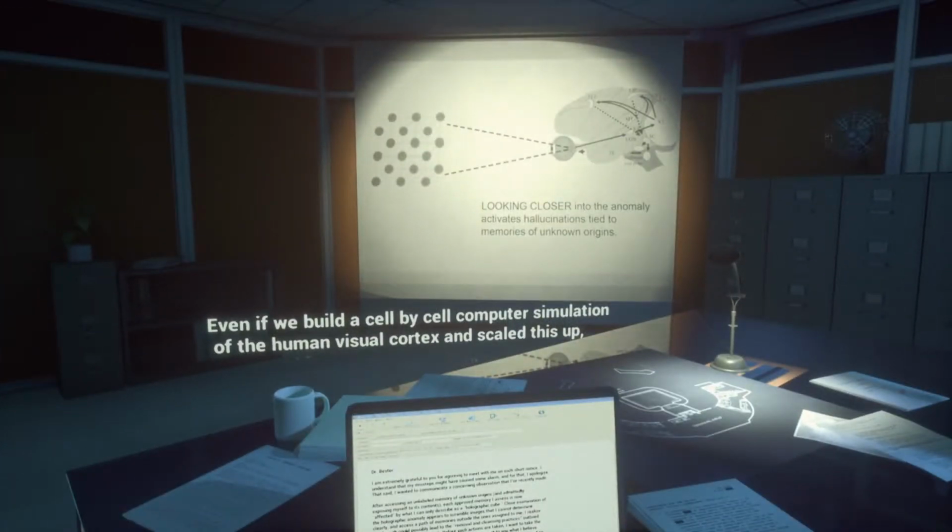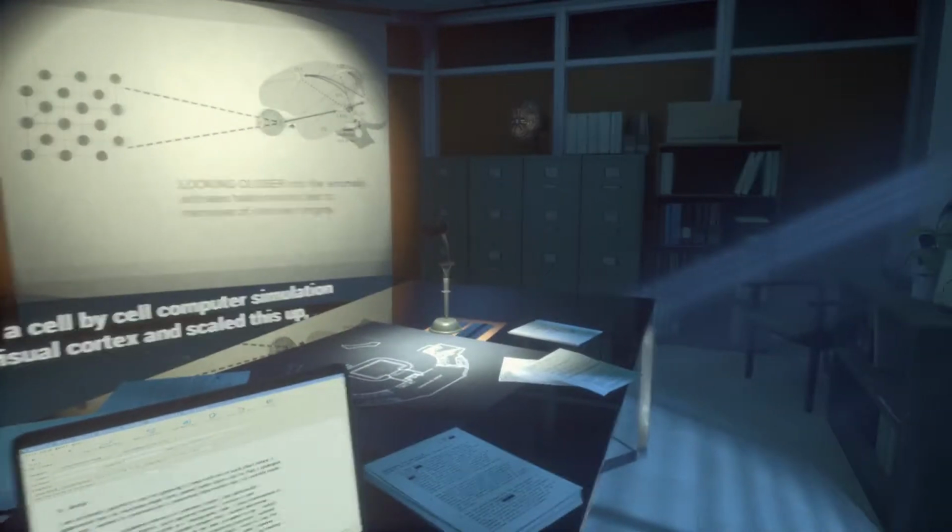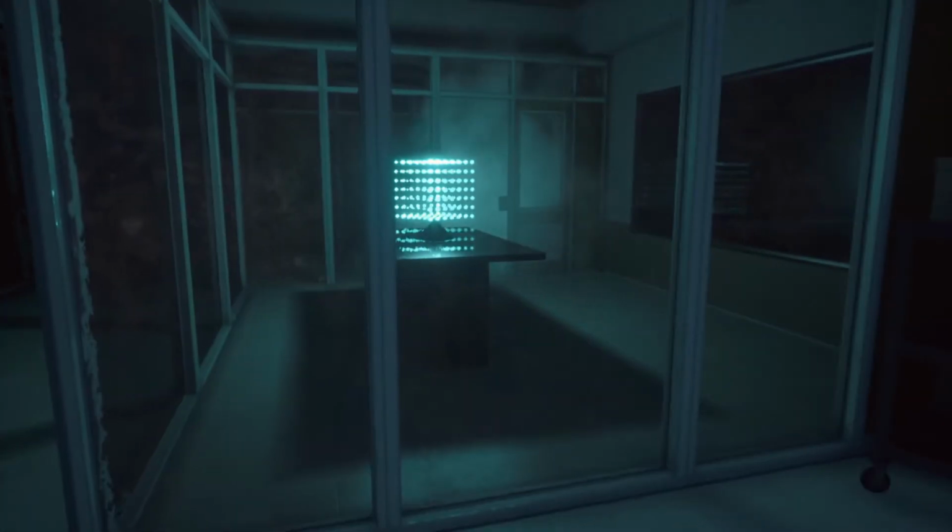Even if we build a cell-by-cell computer simulation of the human visual cortex and scaled this up, the amount of hardware required to simulate the entire neural map would far exceed our funding constraints. This doesn't even consider the astronomical amount of energy required to power such a device. Since the anomalous signals appear linear, we shouldn't need to replicate.